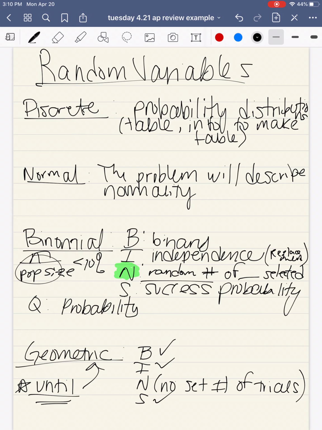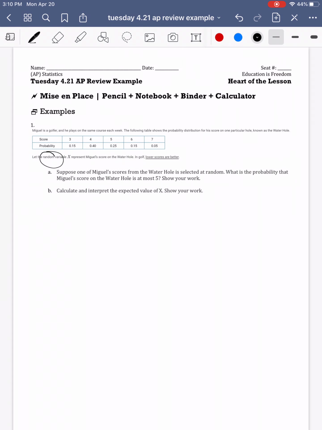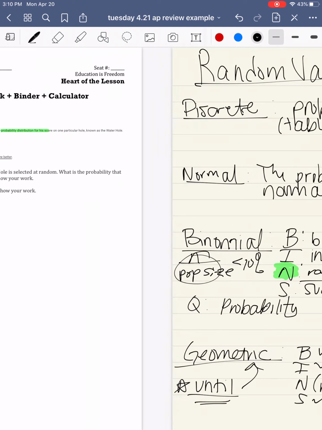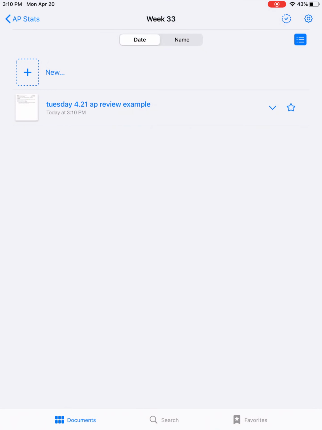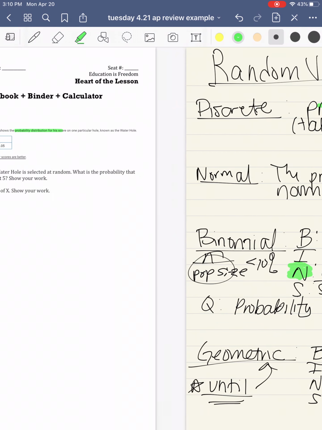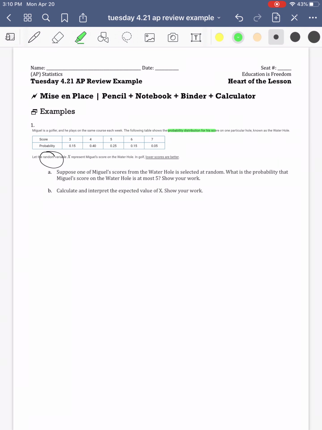So using these descriptions, let's go back to this problem and see what type of random variable we're looking at. So specifically in this problem, they say that the table shows a probability distribution. So this is a good indication that this is going to be a discrete random variable because it says right here, probability distribution. So I know that this is going to be discrete.